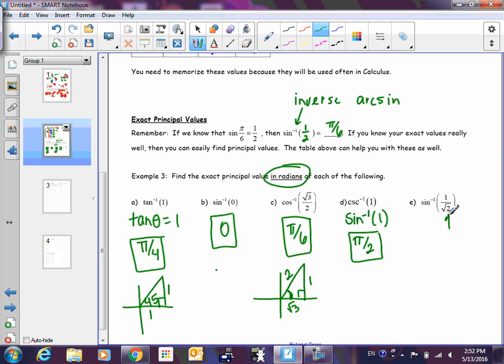Now this is going to throw some of you off because it's not simplified. But remember, 1 over root 2 is the same as root 2 over 2. It's just one's simplified and one's not. One has a radical in the denominator, one doesn't. But they mean the same thing. So what is arc sine of root 2 over 2 or 1 over root 2? Pi over 4. 45 degrees or pi over 4.